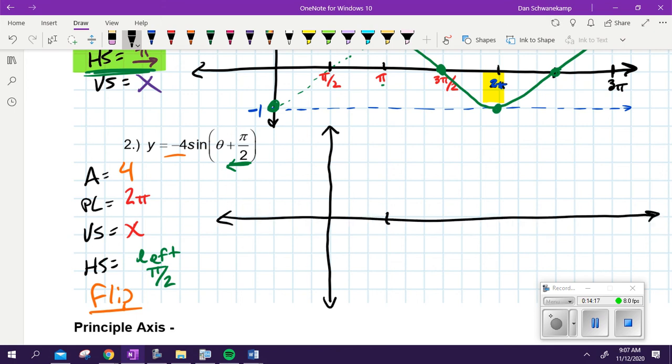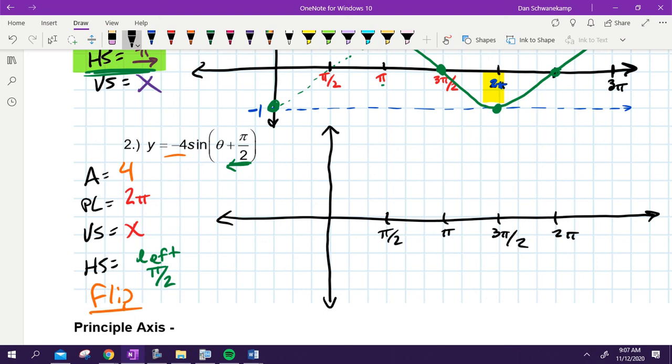Make my 4 hash marks. 1, 2, 3, 4. There's my 4 hash marks. This one's 2 pi. This one's pi. Pi over 2, 3 pi over 2. Once I've done that, then I'm going to do my amplitude. So my amplitude is 4. So we're going to go up 1, 2, 3, 4, label it. Down 1, 2, 3, 4, label it. That is the top of my graph.